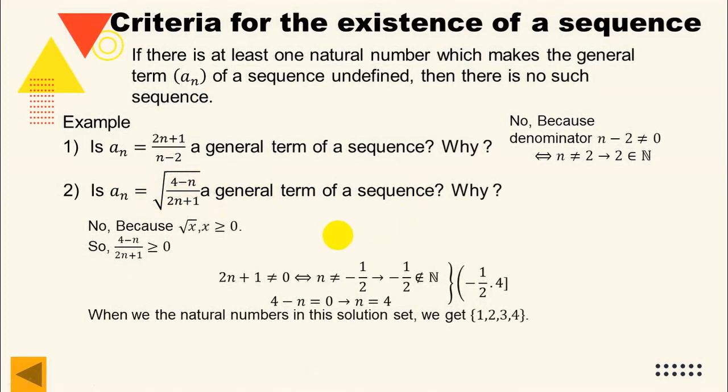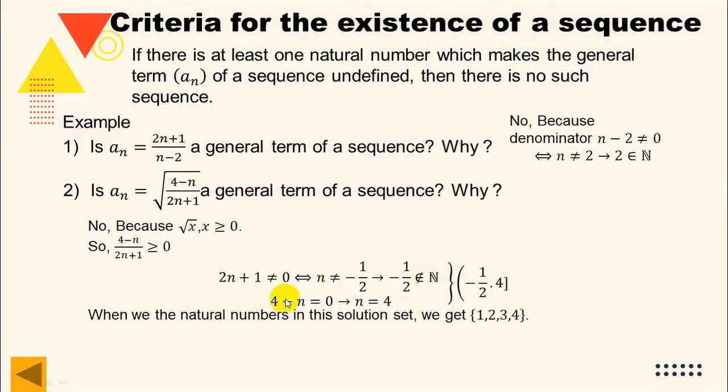No, we can say no. Because the square root of x has a rule: x must be more than or equal to 0, right? So from here we get (4 minus n) over (2n plus 1) is more than or equal to 0. We will talk about the denominator. The denominator 2n plus 1 is not equal to 0, so n is not equal to minus half. We know minus half is not a natural number, so the rule is broken.